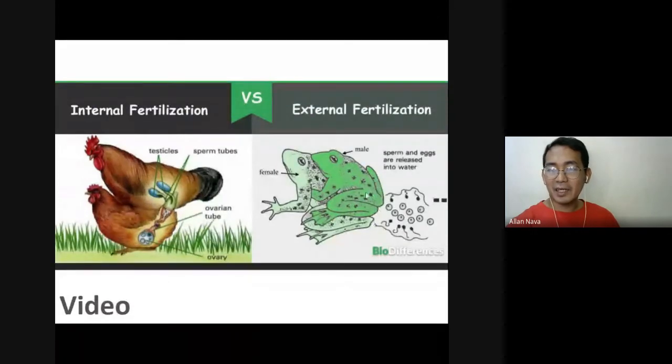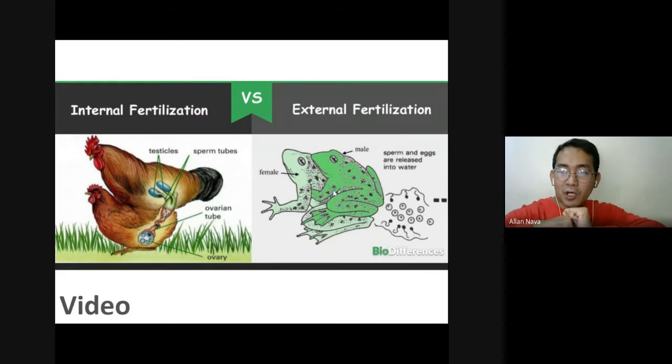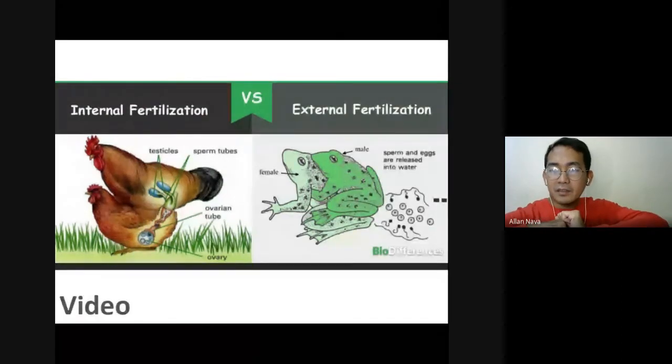But we have external fertilization. Ganito naman class ang nangyayari sa external fertilization. The male frog will do this way. So, nasa likod siya ng female frog. And then, they will both release sperm and egg into the water. And then, sa water na sila mag-fertilize ng egg. So, I'm going to show you how it is actually happening, through this video that you're going to watch. So, how the fertilization in frog occurs.